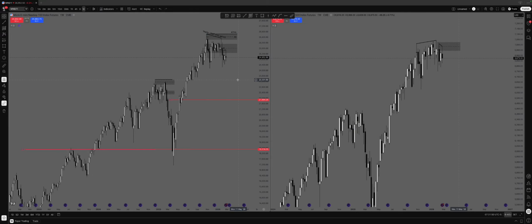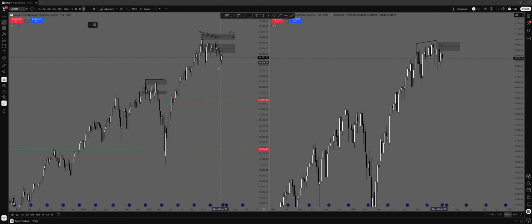All-time highs. And yeah, just noting as well, we have clean daily low resistance liquidity up until we get into this BISI.